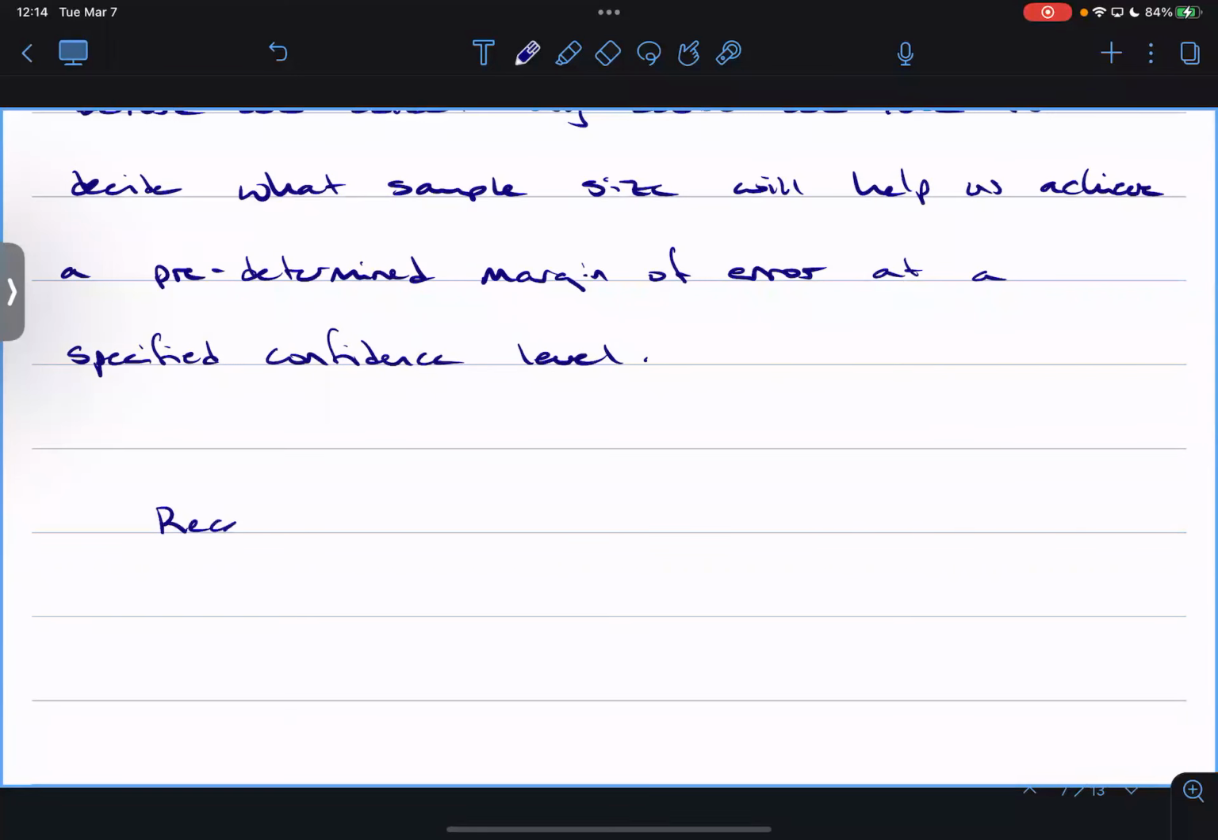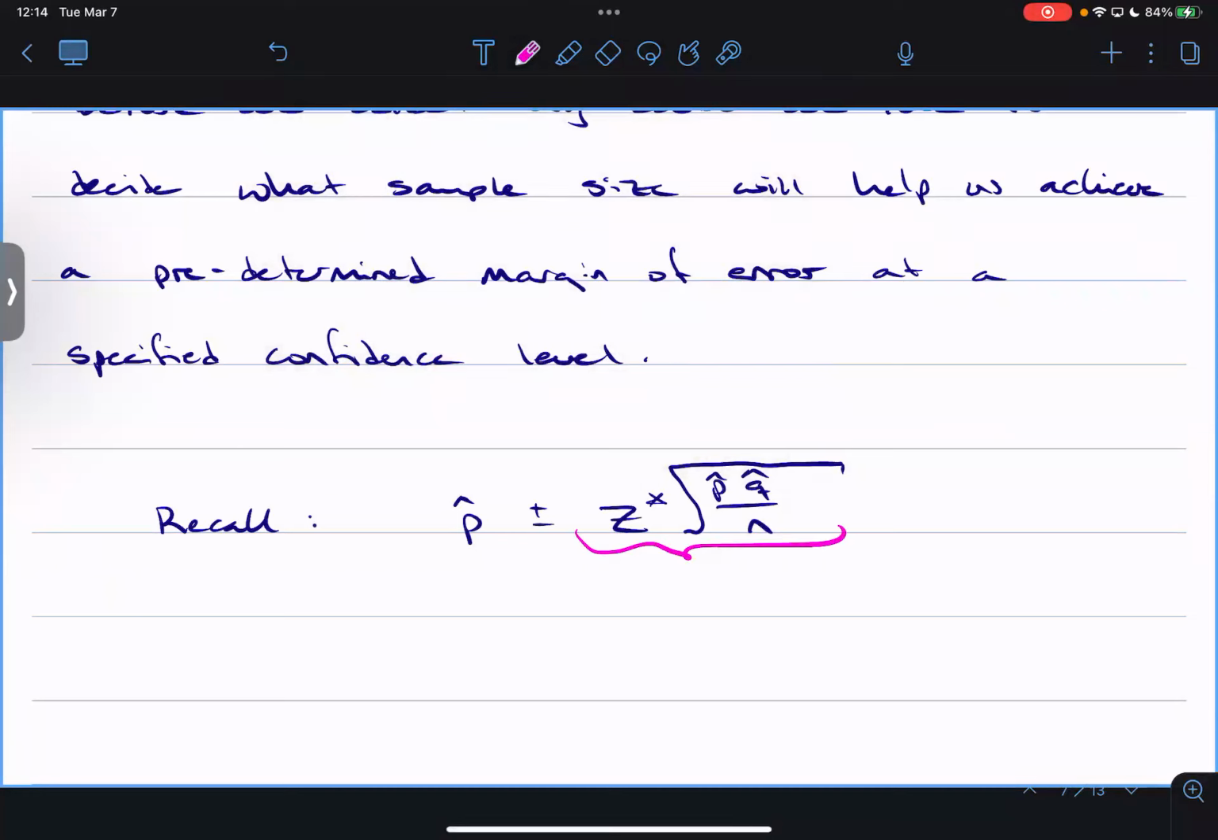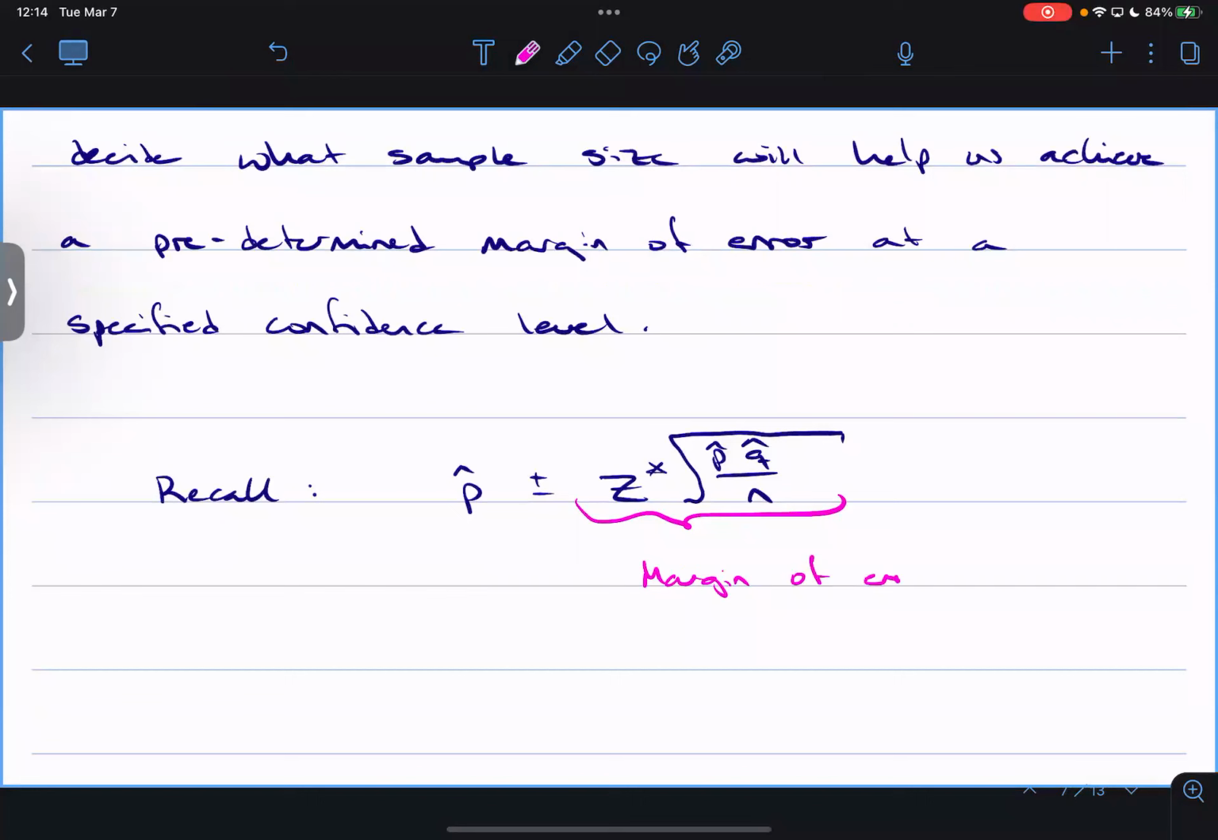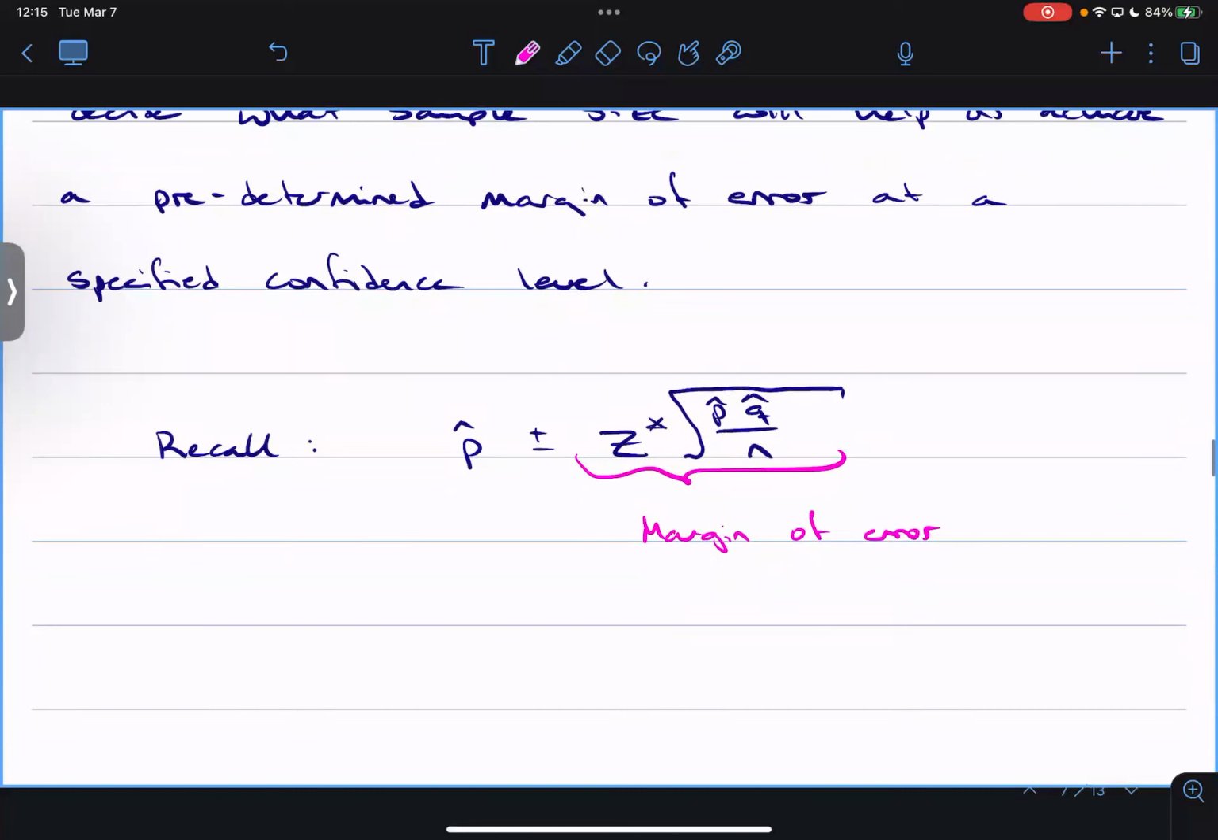So if you recall from the confidence interval, p hat plus or minus z star times the square root of p hat q hat over n. This chunk, that plus-minus chunk, buffer, whatever you want to call it, is the margin of error. So I'm going to let lowercase m denote the margin of error.